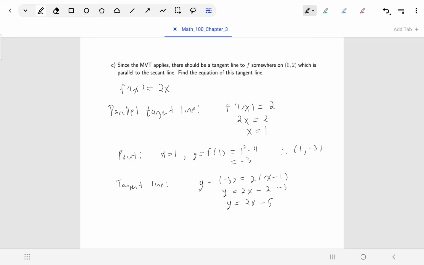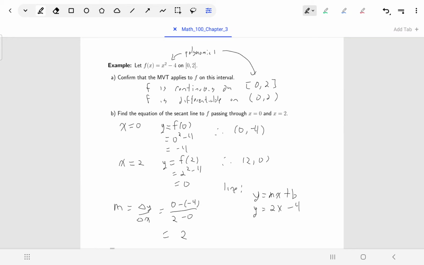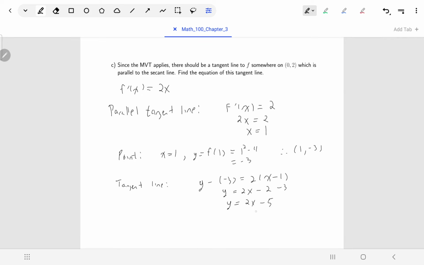One thing that I'm not going to do here, but I'm going to leave as a little exercise for you to do for fun, is graph it. This is a relatively easy function to graph. It's a parabola opening upwards with a y-intercept of negative 4, and x-intercepts at 2 and negative 2. If you were to graph that and then graph both of these lines, you would see that, number 1, the lines are parallel. Number 2, the tangent line does touch at (1, -3), and the other line is indeed the secant line. So I'll leave that as a fun thing for you to do.